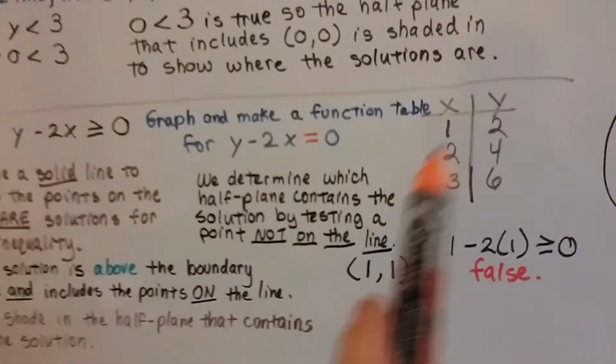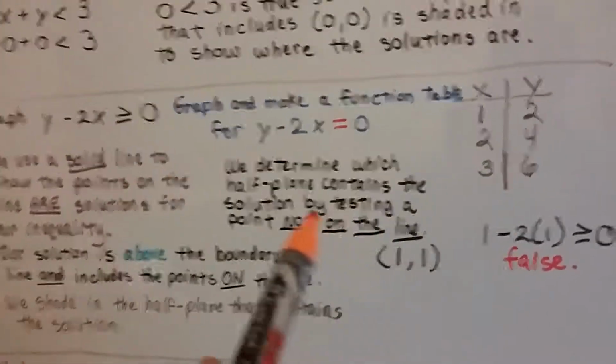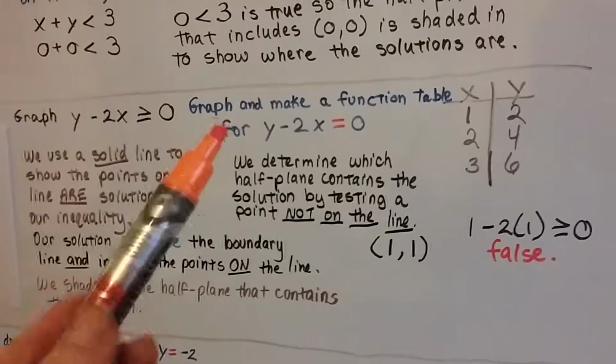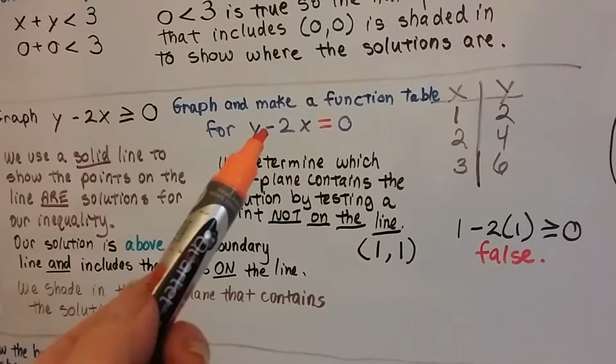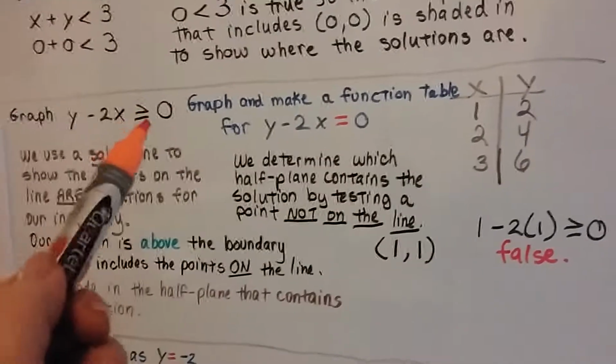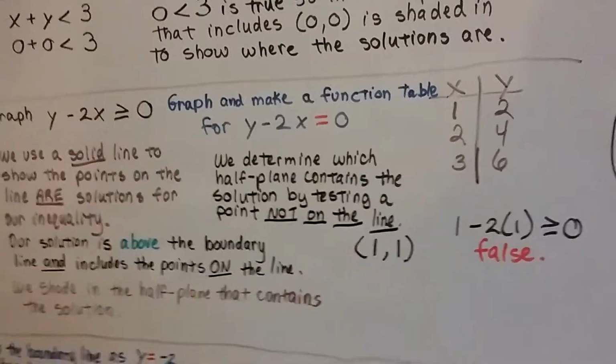So don't make the mistake, when you make your function table, of putting them in the wrong spot, okay? The y is first in this equation. So we graph and make a function table set for y is y minus 2x equals 0. So we take this away and put an equal sign there to make our function table.